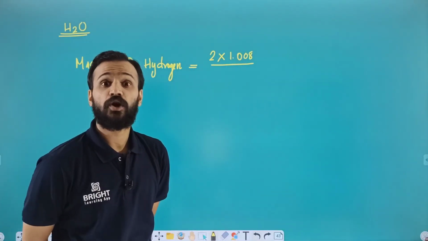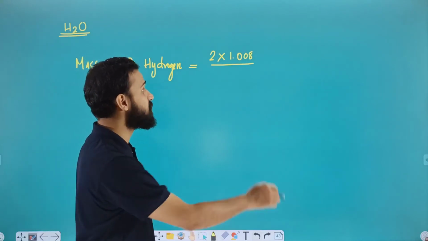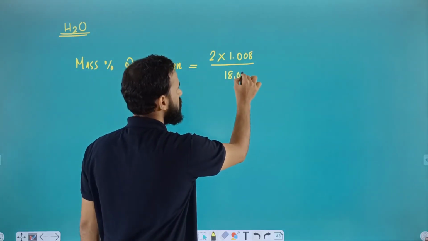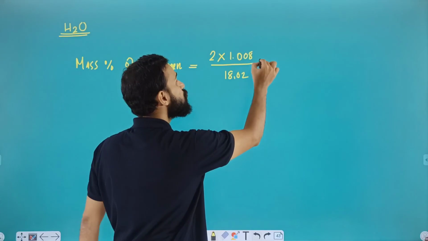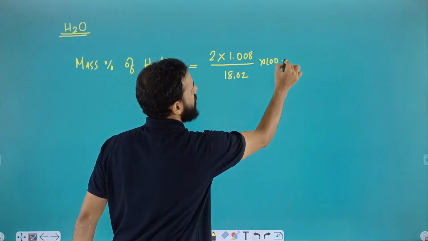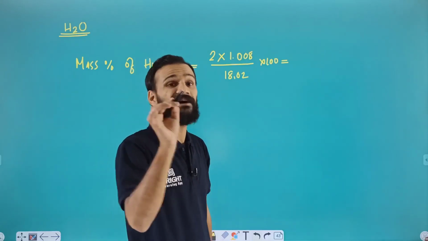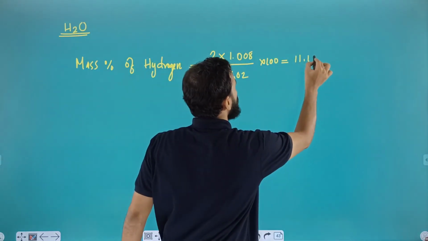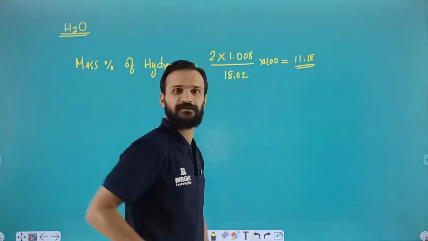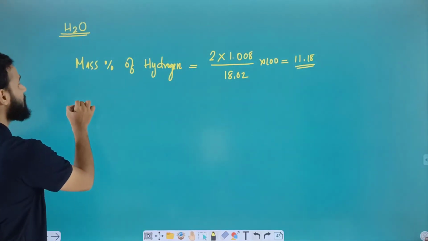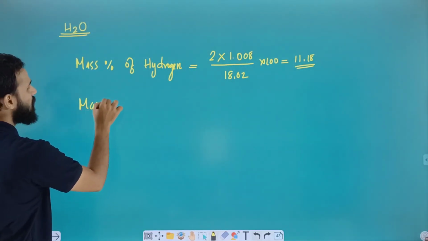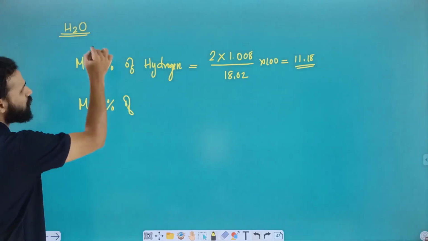What's the total mass of water? That is 18.02, into 100. So you will get the mass percentage of hydrogen in that compound, that is equal to 11.18. 11.18 is the answer.